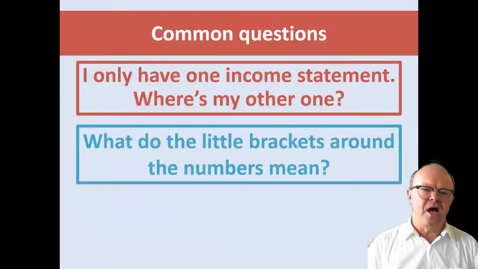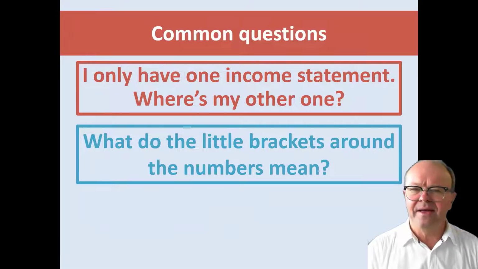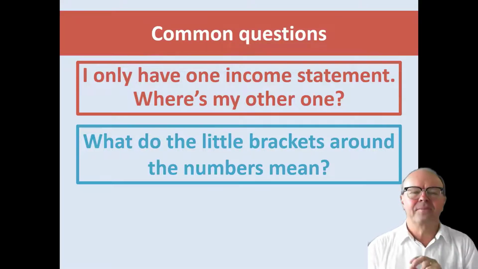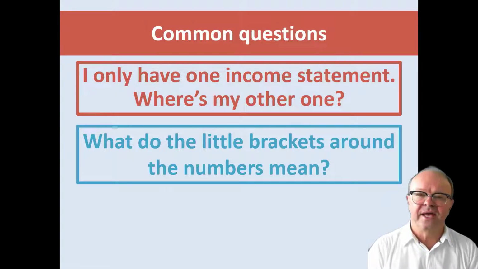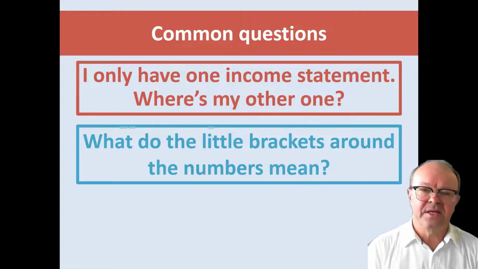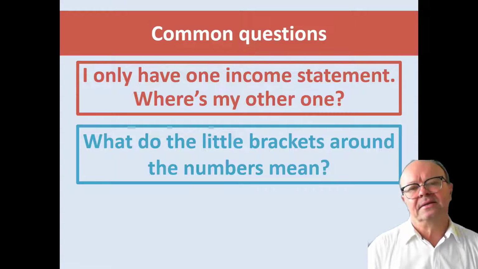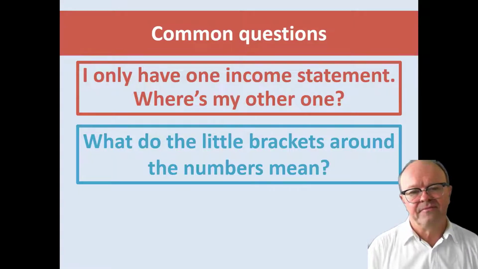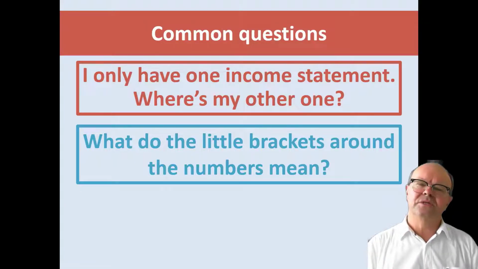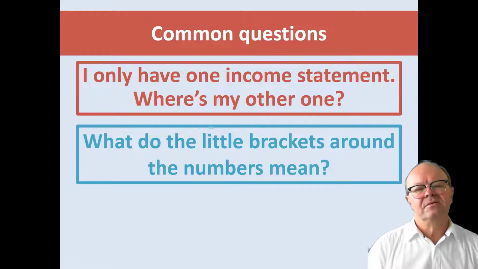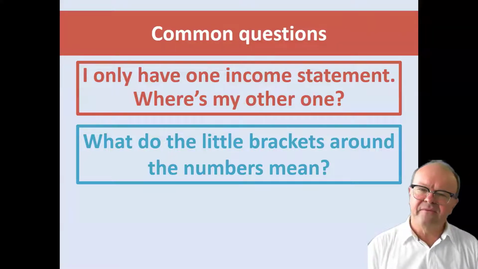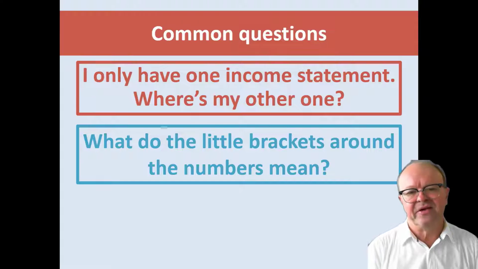Some common questions. I only have one income statement. Where's my other one? A lot of firms have two income statements. Ryman Healthcare has an income statement and a statement of comprehensive income, separately. Other firms just have one income statement. It might be called a statement of comprehensive income, which includes both. So one way or the other, you'll have one or two income statements effectively.